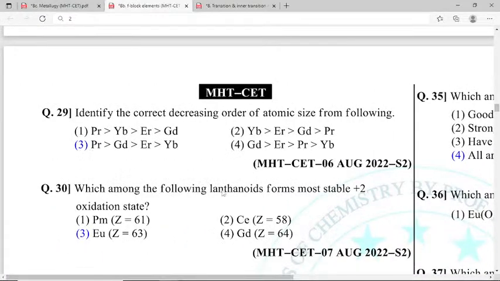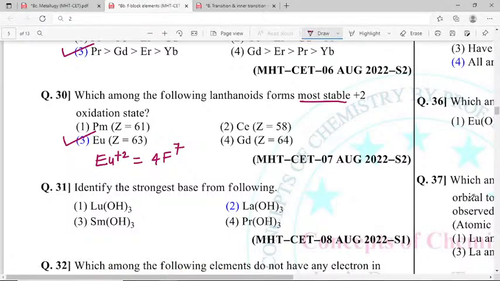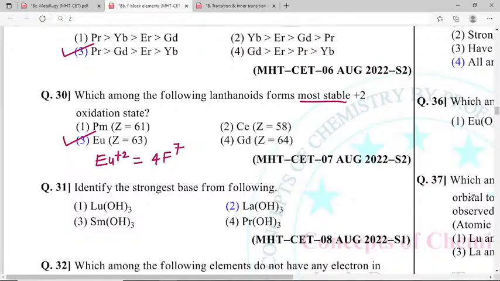Identify the correct decreasing order of atomic size. Again, the lanthanoid and actinoid contraction. Which among the following lanthanoids forms the most stable +2 oxidation state? Europium. So europium shows the +2 oxidation state, 4f7. Due to half filled stability, europium forms the stable +2 oxidation state.